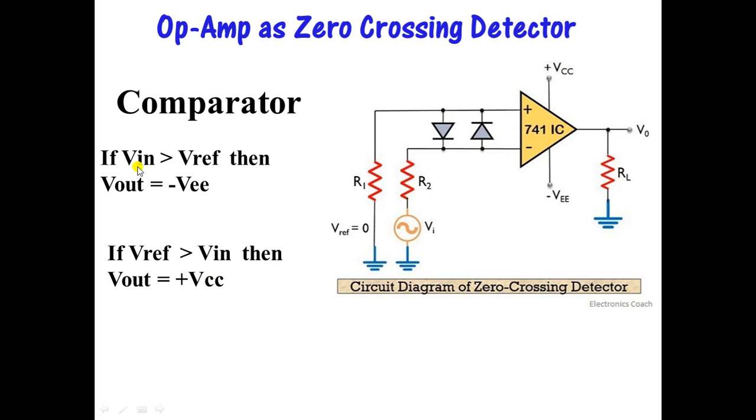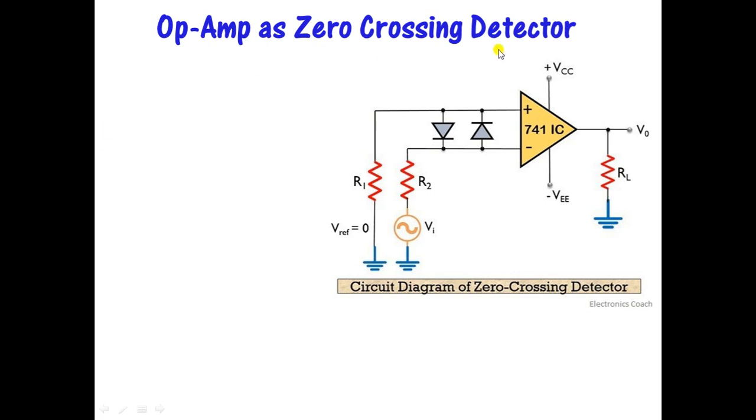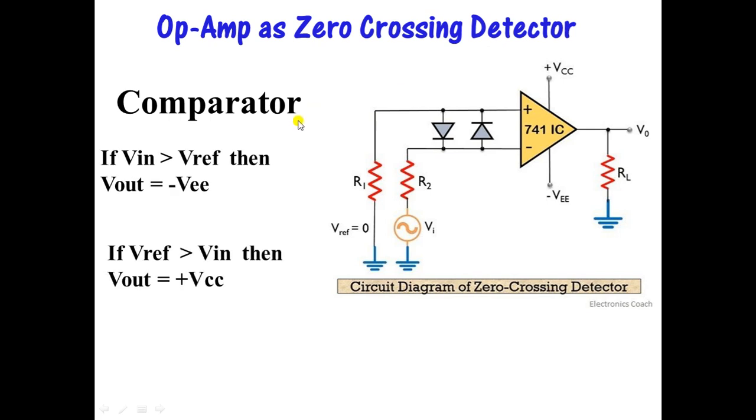When V in, that is input voltage, is greater than V ref, because V in is connected to the negative terminal, you will get output as minus VEE. And when V ref is greater than V in, you will get plus VCC. Okay. So this is the basic principle of op-amp as a zero crossing detector. This is how it compares. Now what are the applications of zero crossing detector?